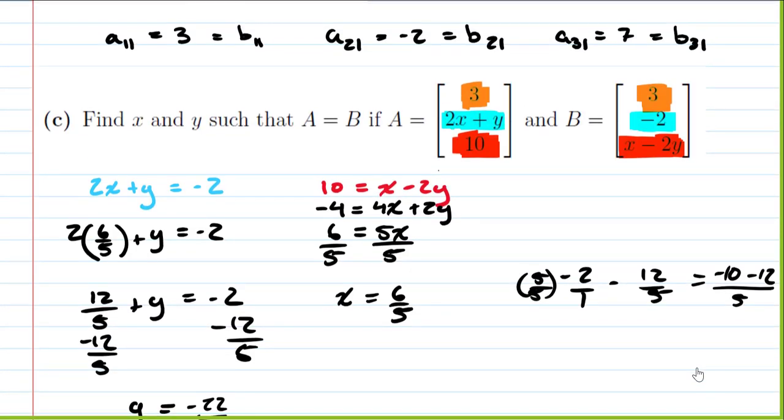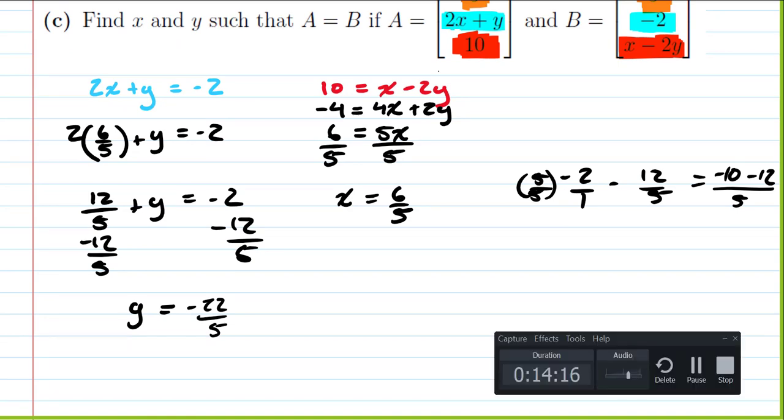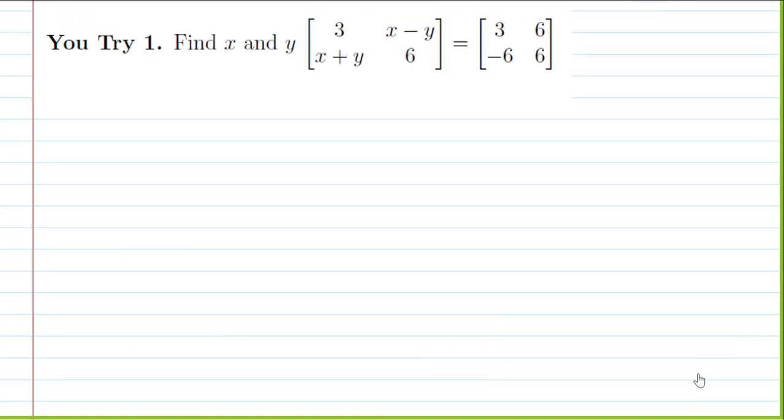the basic idea is that two matrices are equal if and only if their corresponding entries are equal. All right. So in row 1, column 2, we have x minus y, and x minus y has to be the same as 6. And in row 2, column 1, we have x plus y, and that's going to have to be the same as negative 6.